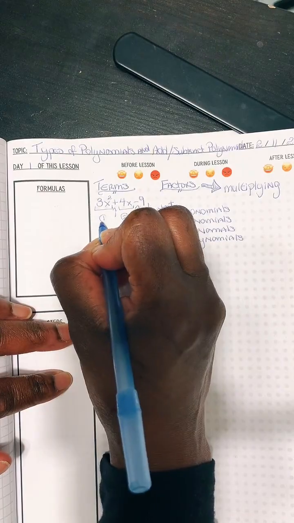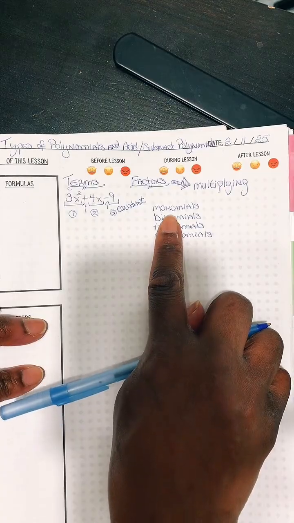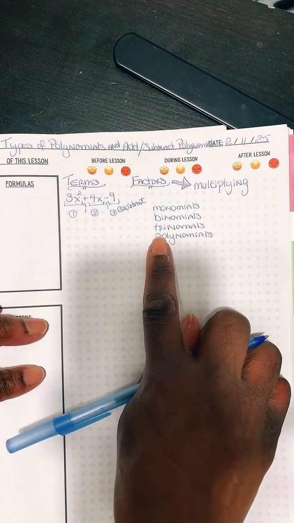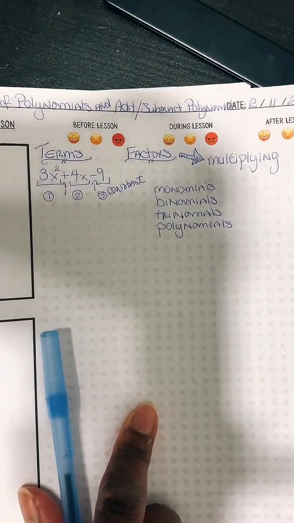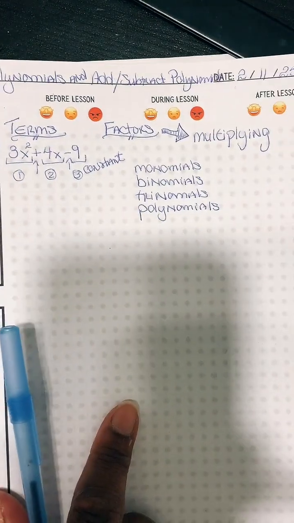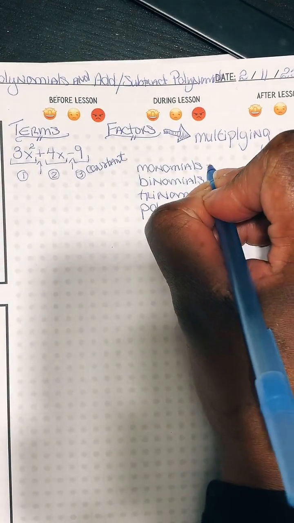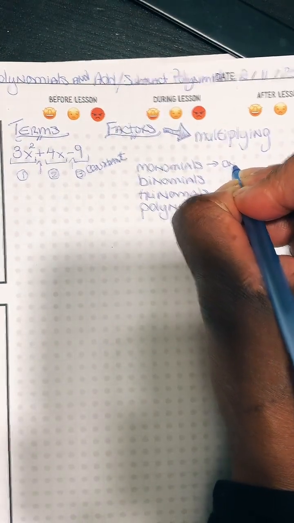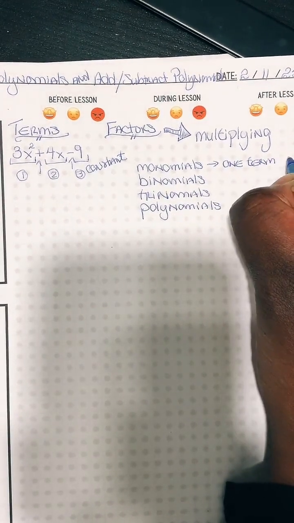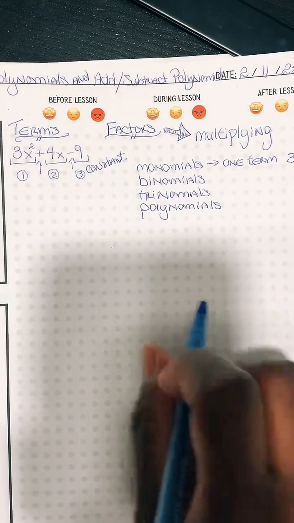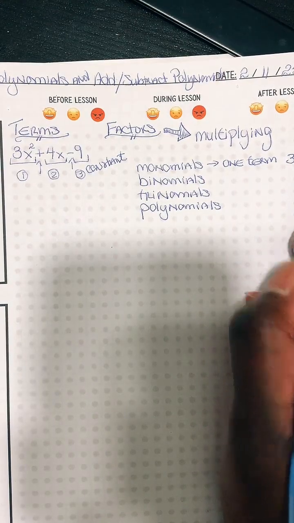So the types of terms, when it comes down to it, you either have a monomial, a binomial, a trinomial, or a polynomial. I'm going to see if I can make this a little bit bigger so we can see what's going on. So a monomial, that's considered one term. An example would be like 3x. Okay, that's considered one term. It's not being added or subtracted by anything.